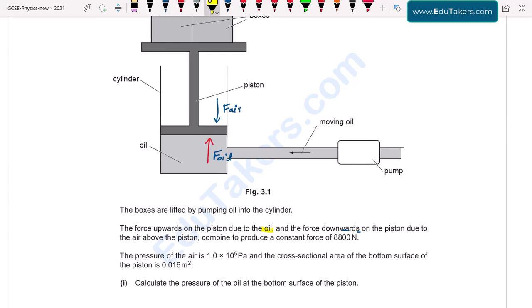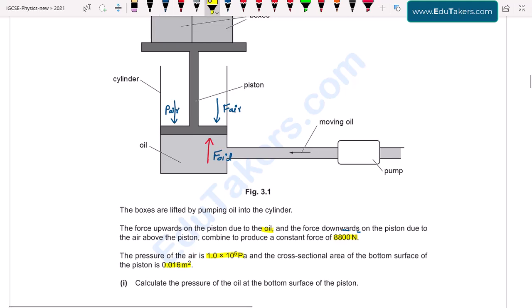Combined to produce a constant force of 8800 newtons. The pressure of air is 1.0 into 10 to the power 5 Pascal, and the cross-section area of the bottom surface of the piston is 0.016 meter square. So here we are also given the air pressure, and air pressure is acting in the same direction as that of force due to the air. So the pressure of air is acting in the downward direction.